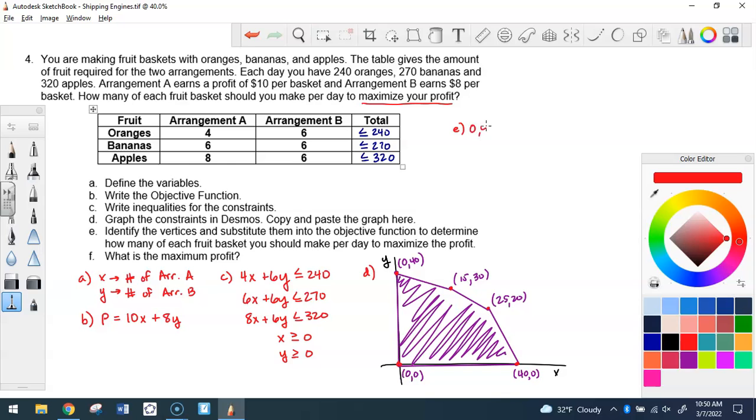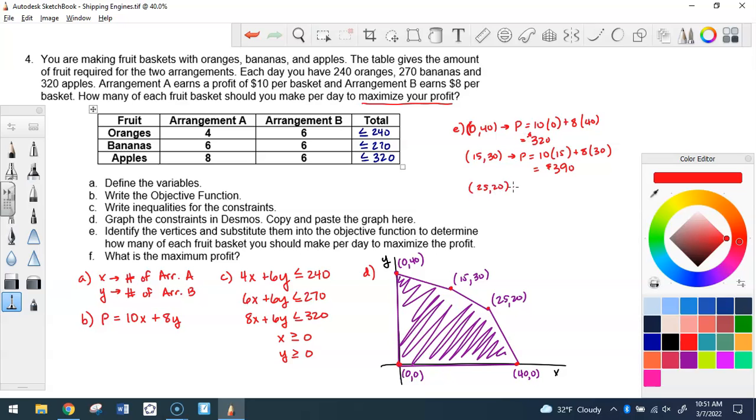I'm going to take (0, 40) and put that into my profit. So that would be 10 times 0 plus 8 times 40. So that would make me 320 in profit for making 0 and 40 baskets. We'll do (15, 30). So my profit there would be 10 times 15 plus 8 times 30. So that'd be 150 plus 240. So that sounds like $390 in profit, a little bit better than the other option.